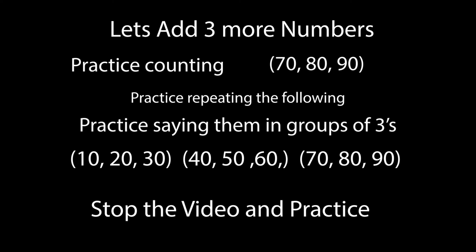Let's add 3 more numbers: 70, 80, 90. Practice counting these 3 numbers: 70, 80, 90. Say them over and over until you know the sequence of these 3 numbers really well. Practice saying them in group sets of 3s: 10, 20, 30, 40, 50, 60, 70, 80, 90. Stop the video and practice. Practice saying them in group sets of 3s 3 times in a row and without any errors.